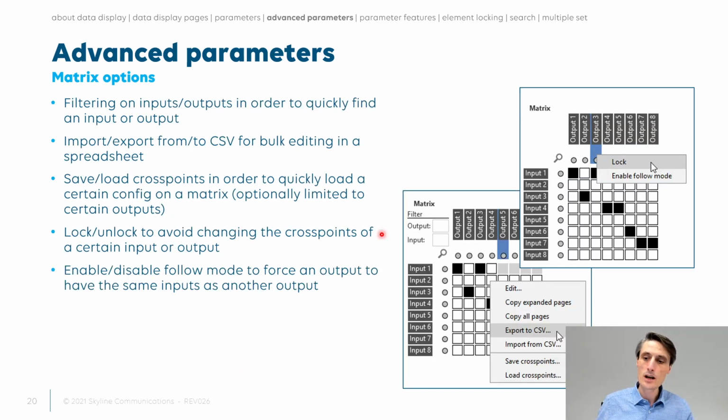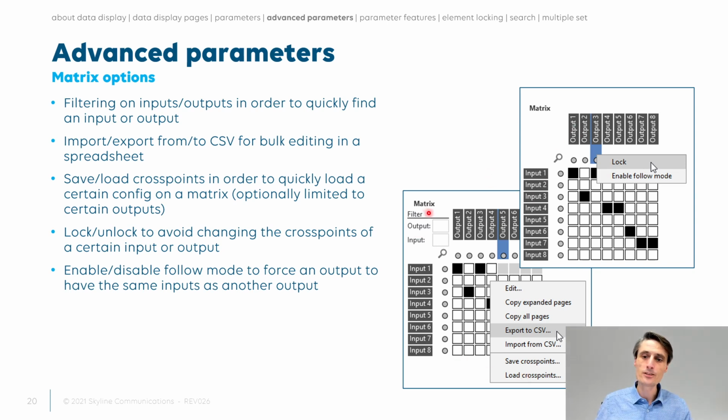What else is available in the right-click menu next to that editing? We can also do some copies, but you can export it to a CSV and import that back, for instance, to do some bulk editing. You can also save them and load them later on. So if you have a specific configuration, you can easily save it and have specific configurations available to easily load one or another configuration, or to load it from one matrix to another one.